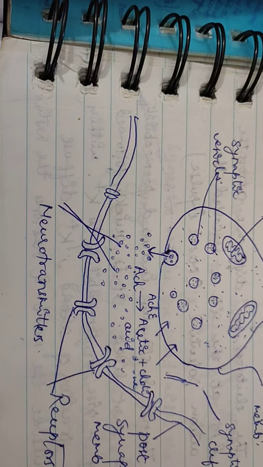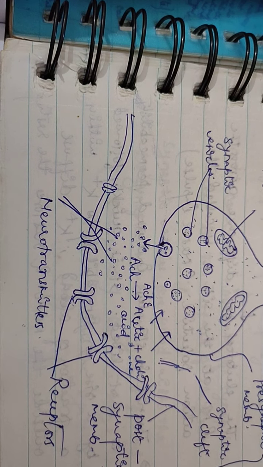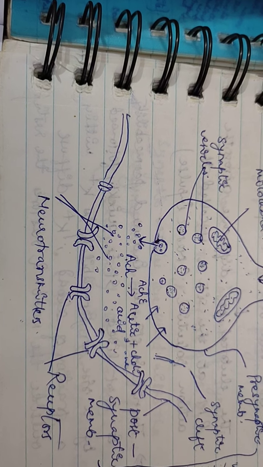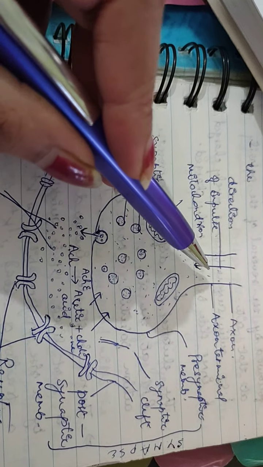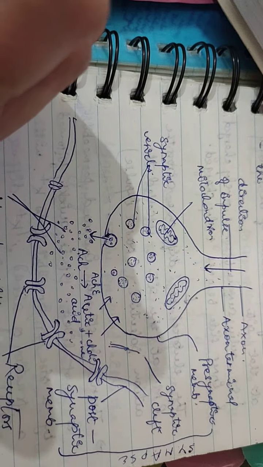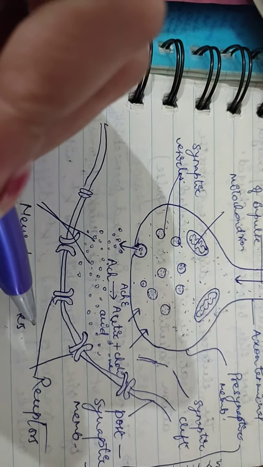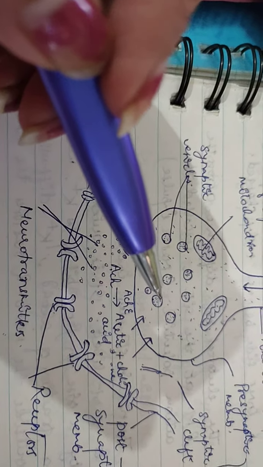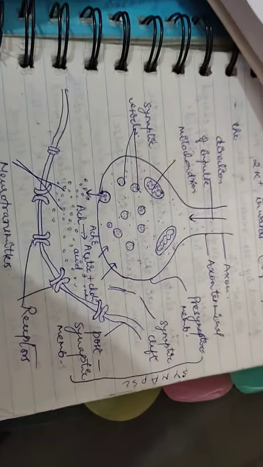Because of the release of neurotransmitter on one side of the synapse, impulse travels through the neurons only in one direction. So the direction of impulse is like this only, in one direction only. It cannot be reverted back. So this is all about the synapse.